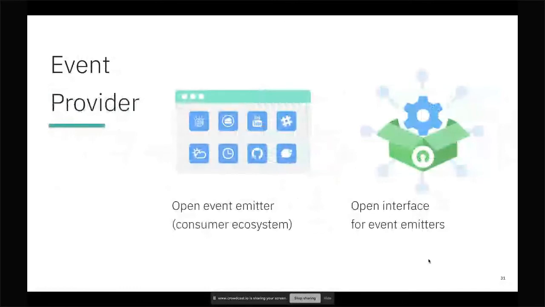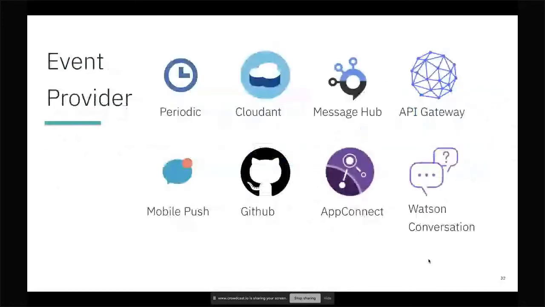Event provider. So there are a lot of possible options in the consumer ecosystem for event emitting. The same as we have a lot of interfaces for the event emitters as well. So you can try and mix and try to feel what's the perfect use case for you. You can try and play around with a lot of services that are available around. Some of the most popular ones are, like I said, periodicity. So the cron jobs, we have Cloud and Database, Message Hub, or Kafka Queue. In general, API Gateway, push notifications, GitHub, Slack, Watson Conversation, App Connect, so on and so forth.